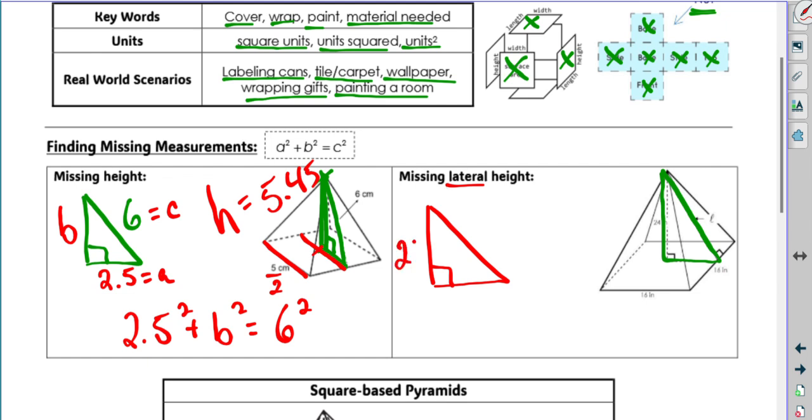I see 24 is the height. I don't know L yet. I know that 16 goes all the way across here. It's the entire distance across. That's only going halfway, so half of 16 is 8.